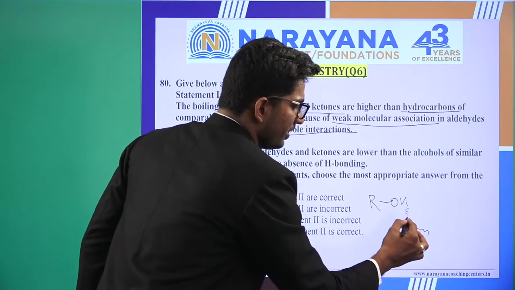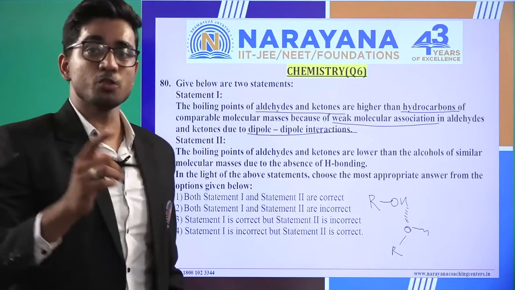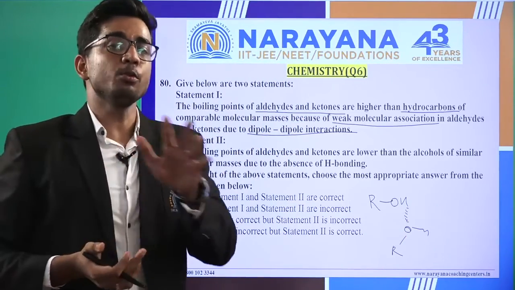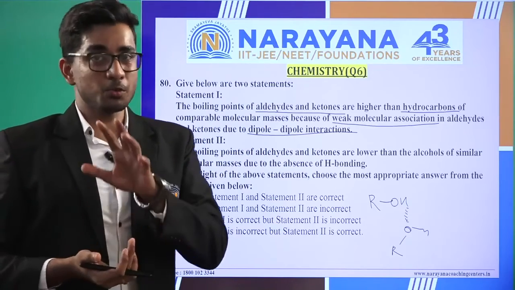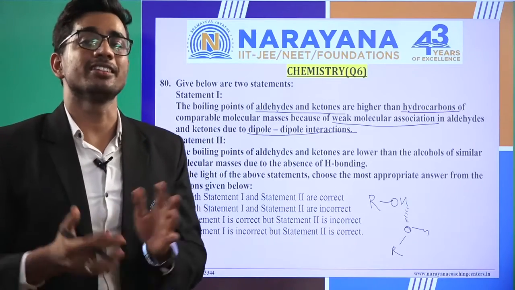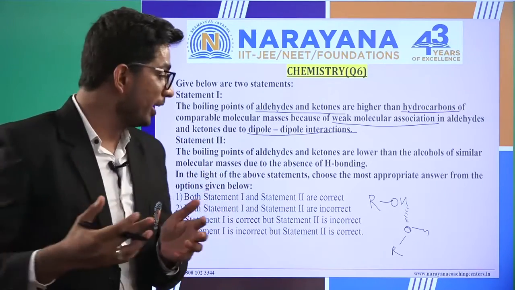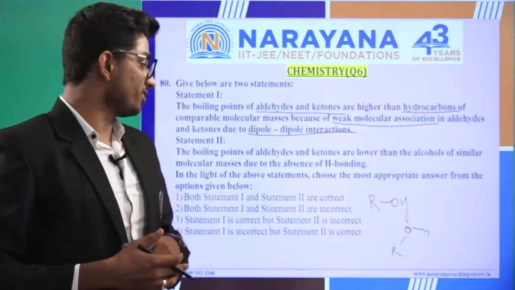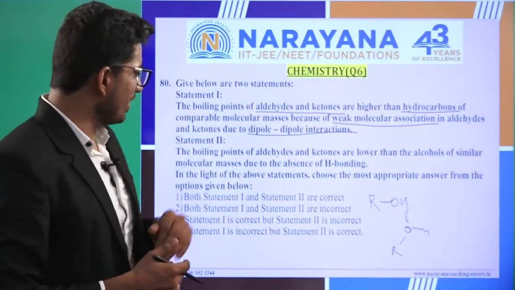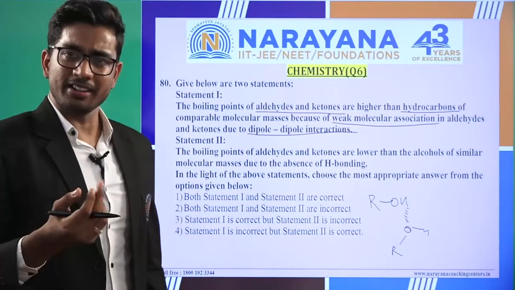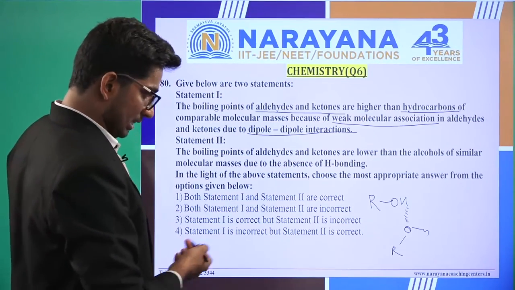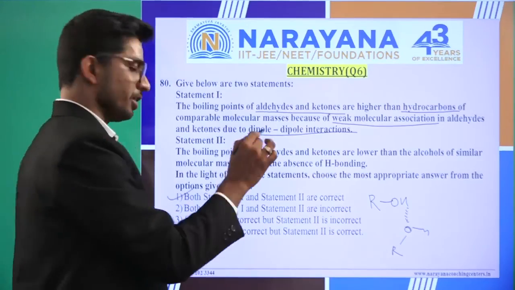So we can see here we have interaction, that is hydrogen bonding. But in aldehydes and ketones, we have dipole-dipole interactions. So hydrogen bonding is much stronger than the dipole-dipole interaction, and that is why alcohols have greater boiling points than the aldehydes and ketones. So I think statement 1 is correct and statement 2 is correct. So both are correct, and I think it's undoubtedly option number 1.